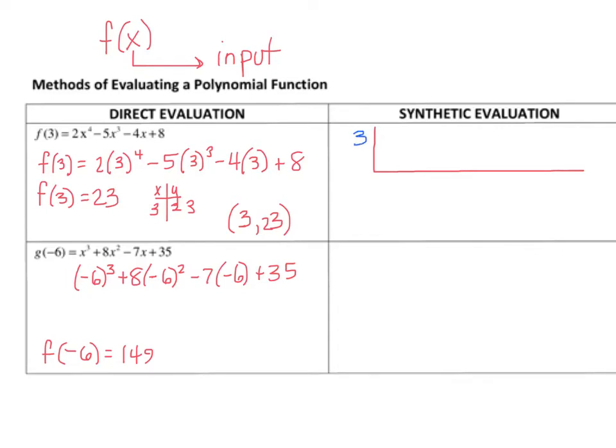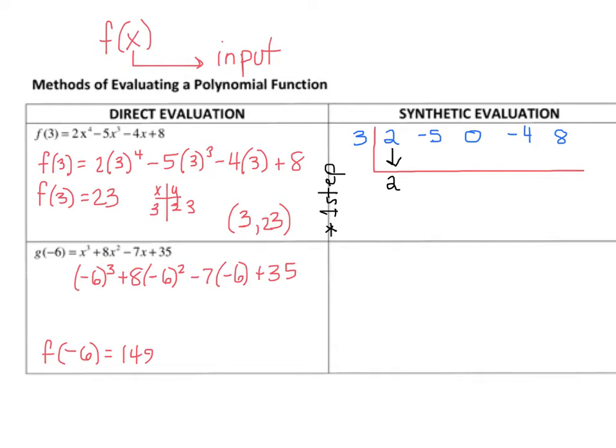On the inside, I'm going to put the coefficients of every single term. The first term is the x to the 4th, so I put a 2. Then I have an x cubed, but notice I don't have an x squared in here. In synthetic evaluation, you need a zero, so leave a 0 as a placeholder. I have a negative 4 and a positive 8. The first step is to bring the 2 down. Right here you should be writing notes.